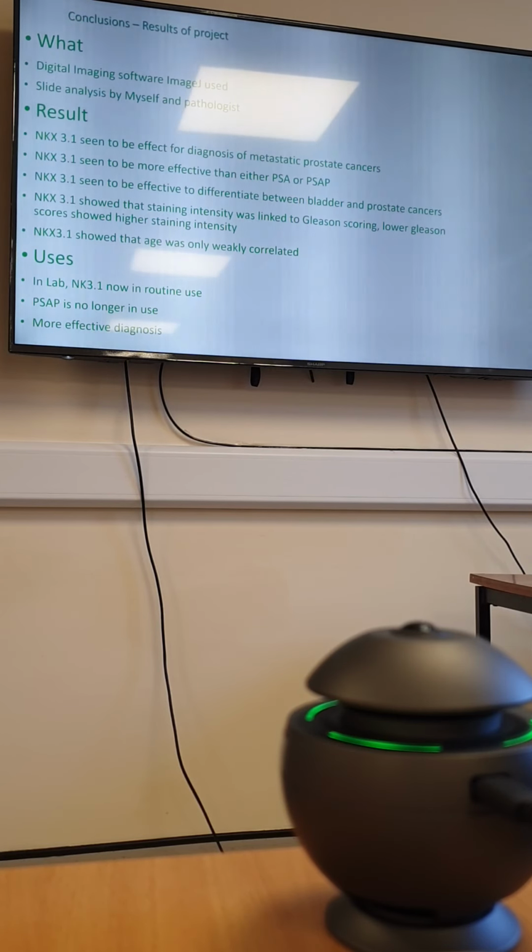And for the bladder cancers, I discovered Monica's been using it for an unusual purpose. At one point, Linda was asking me why we were getting a tumour in the prostate that wasn't staining with NKX. I went to speak to her and discovered she was using it to determine whether bladder cancers have metastasised into the prostate. So if the tumour didn't stain with NKX, they could say this might be a bladder tumour rather than a prostate tumour, for example.